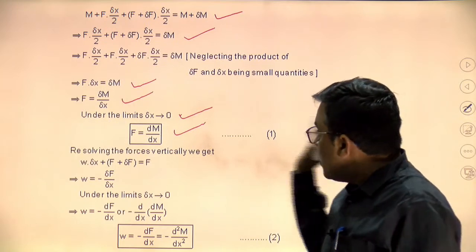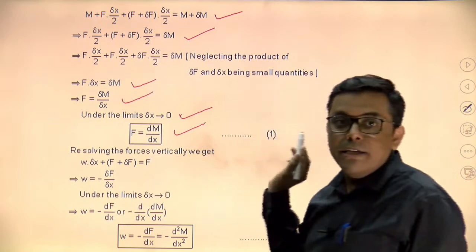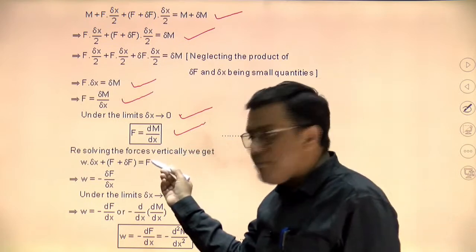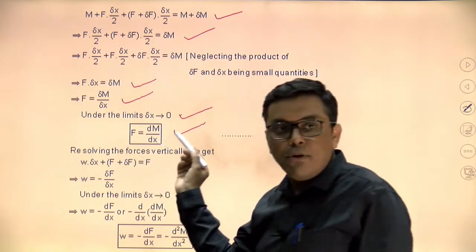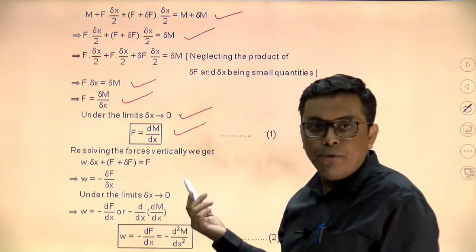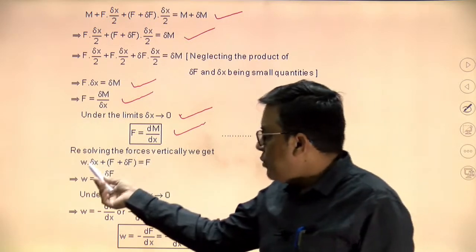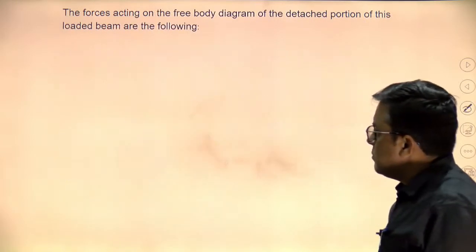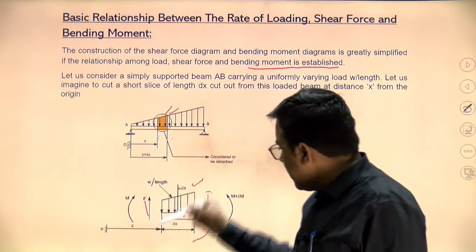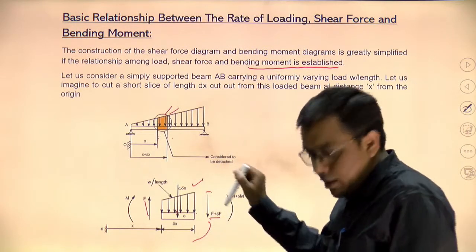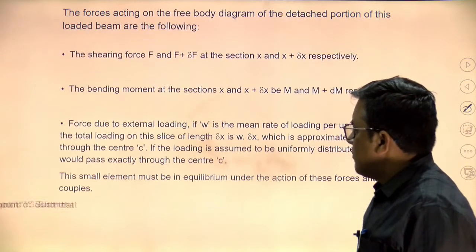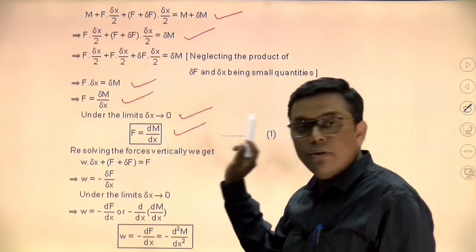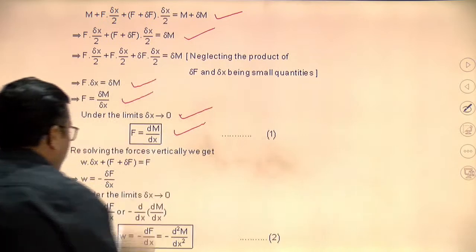This point is clear. Now I am resolving all the forces vertically. What are the forces? I know f on the left side, f plus delta f on the right side, and w delta x. These are the forces on that particular element. So w delta x is downward, f plus delta f is downward. We can go through the diagram: f is upward, w delta x is downward, f plus delta f is also downward. So w delta x plus f plus delta f equals f. So w equals minus df over dx.